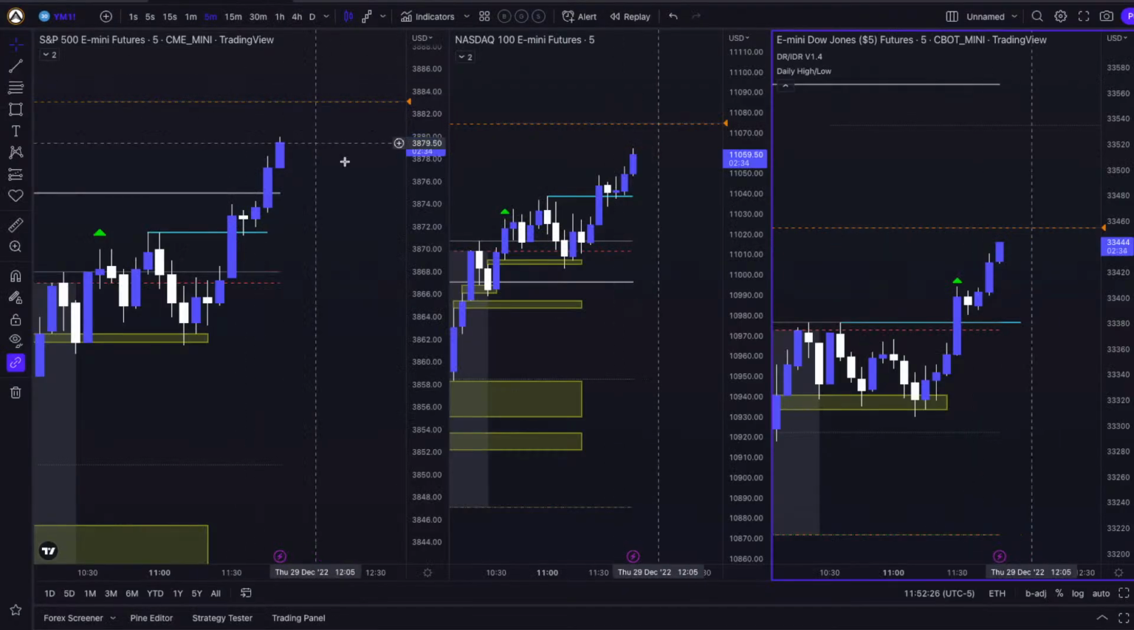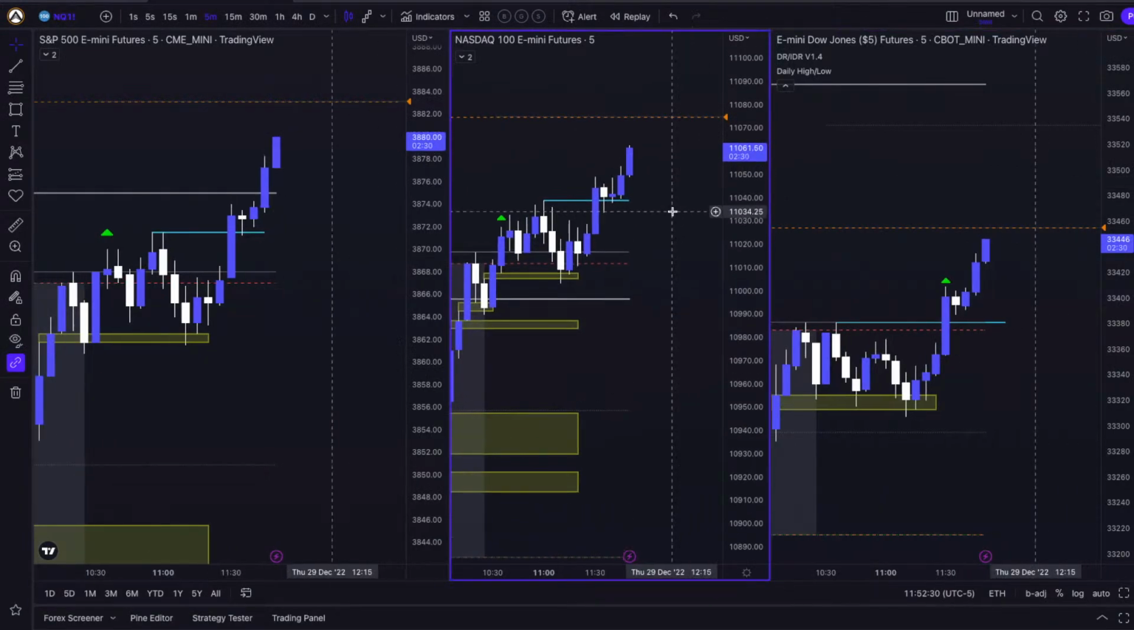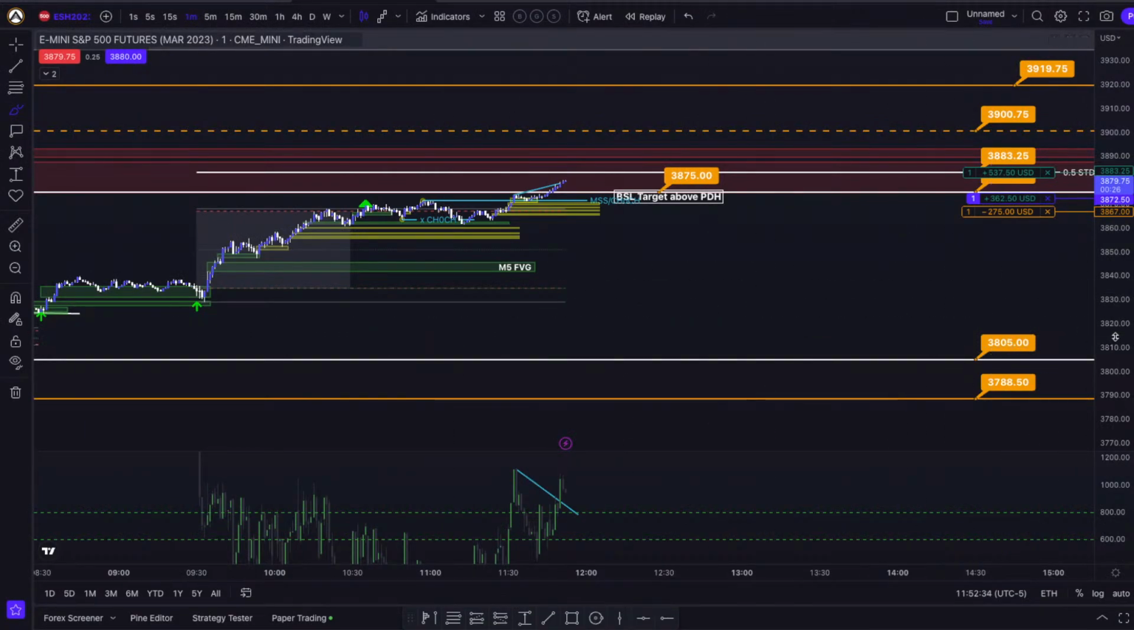But that's just classical charting patterns. Doesn't work. All right. So we're still on our way to our take profit target at our 0.5 standard deviation with a beautiful 1-minute time frame entry.